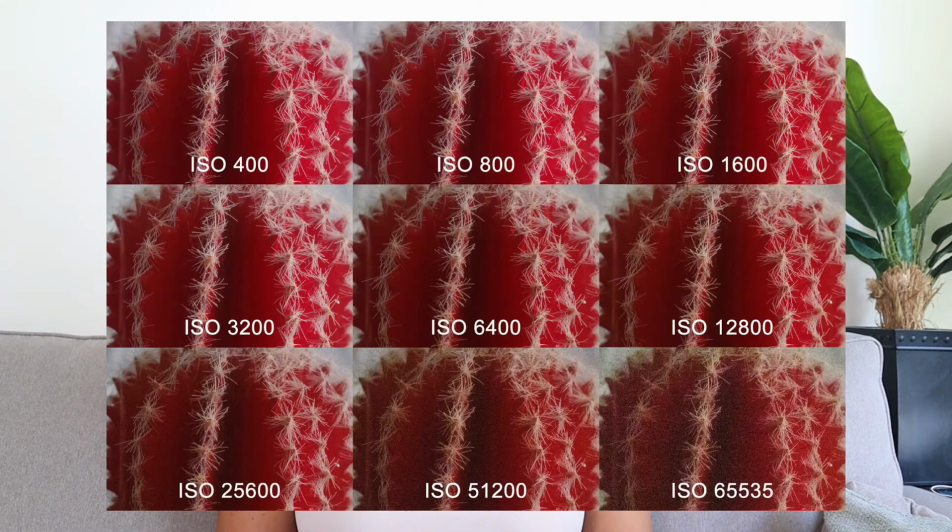The first one here is this red cactus. As you can see, ISO 400 is perfect, it's beautifully smooth, it's wonderful. Then ISO 800, 1600, and you go all the way up to 65,535. I've never shot that high, I didn't even know that existed. But you can see all the noise there.